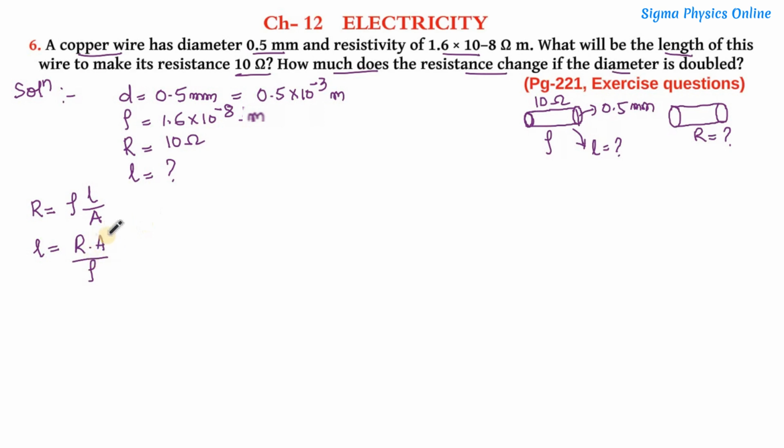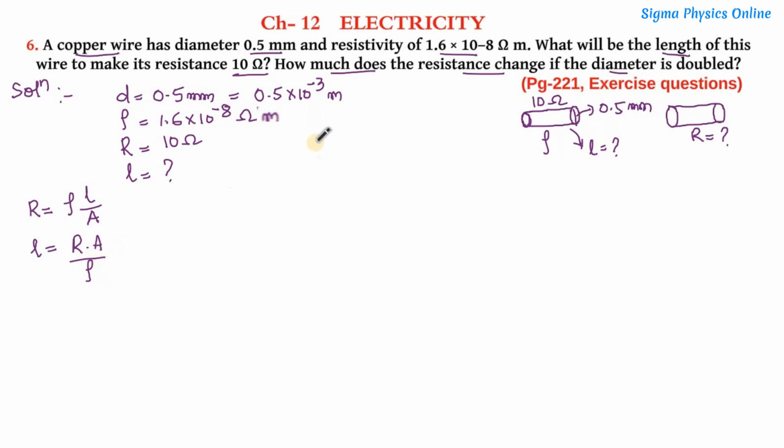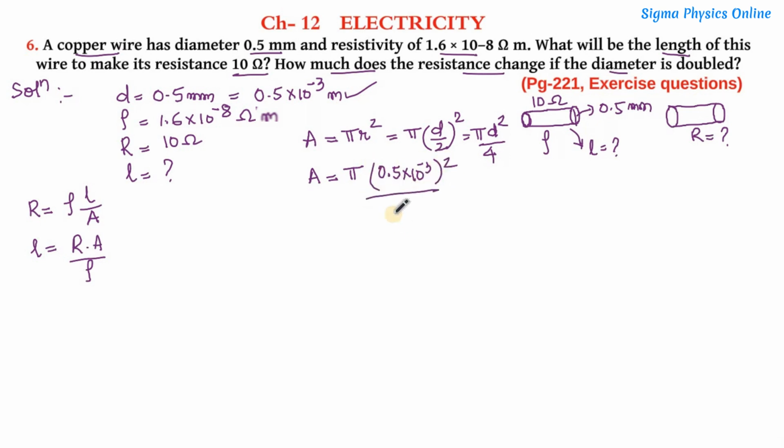Now we have the resistance of this wire, we have the resistivity. First, let's find out the area of cross section of this wire. Now area formula is given by pi r square, that is pi d by 2 whole square, which is pi d square by 4. Now the value of diameter given here is 0.5 into 10 to the power minus 3 meter. So substituting these values, we get A is equal to pi, D is 0.5 into 10 to the power minus 3 whole square by 4.